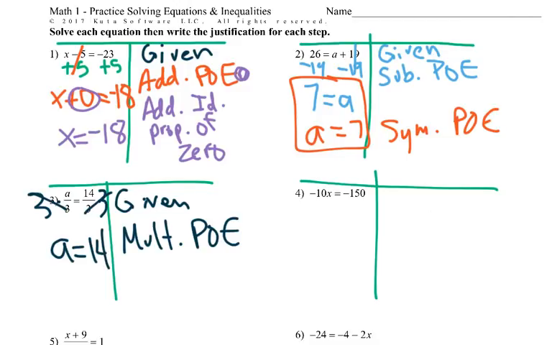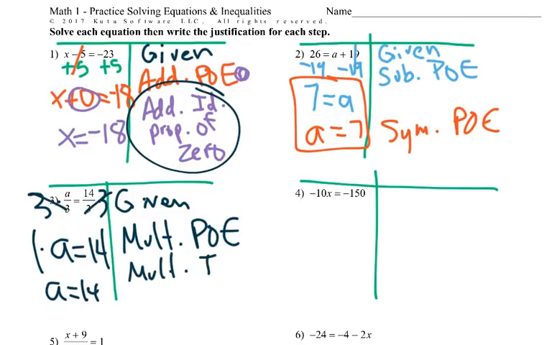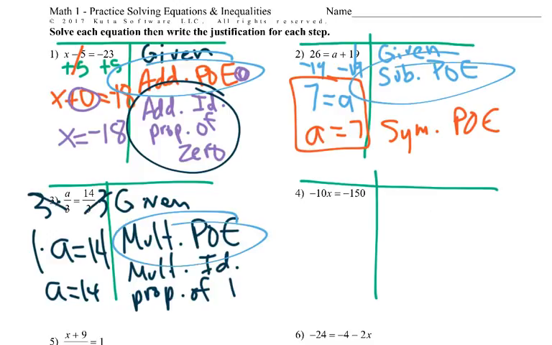I'm left with a over 14. Now technically 3 over 3 is 1, so I have 1 times a. 1 times a and a are the same thing. The reason being, just like we have this additive identity, we have a multiplicative identity property of 1. But we don't really use that one. We don't think about that justification as much. Once again, I'm more concerned with these ones because they help us as we try to solve. Okay, now this last one. I've got negative 10 x equals negative 150.